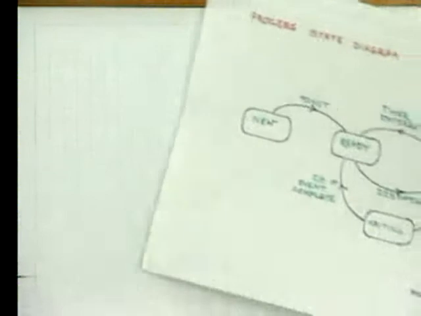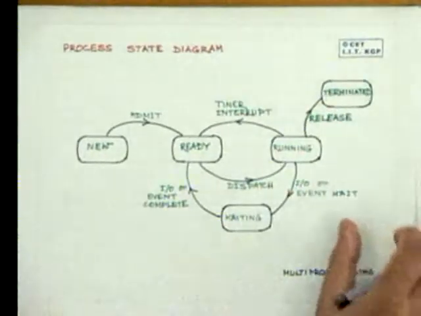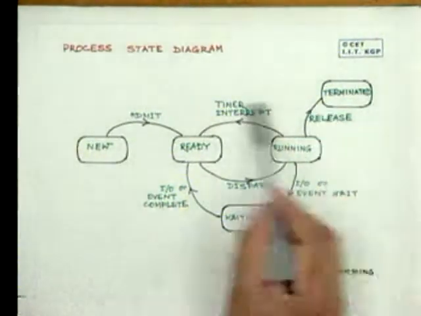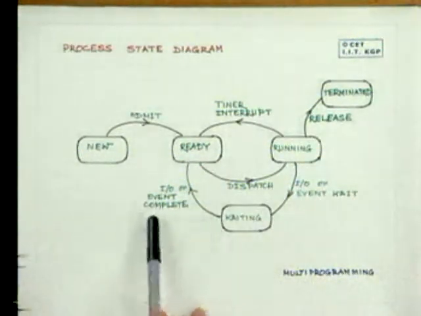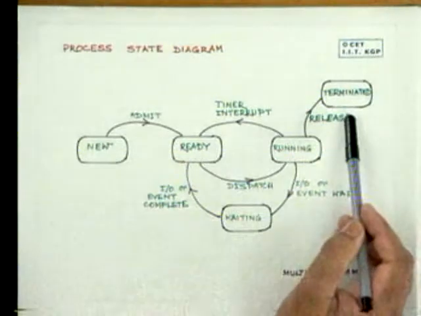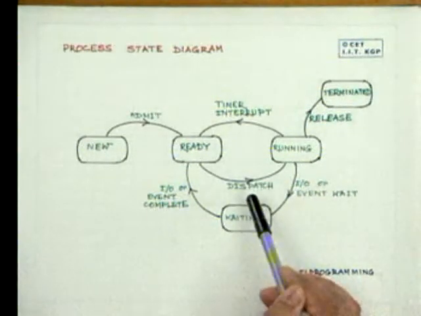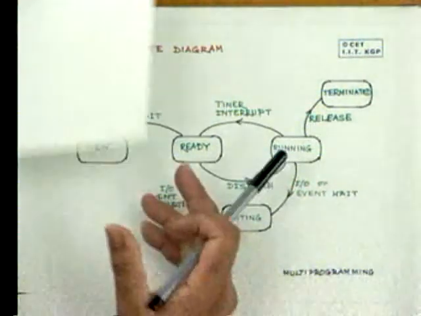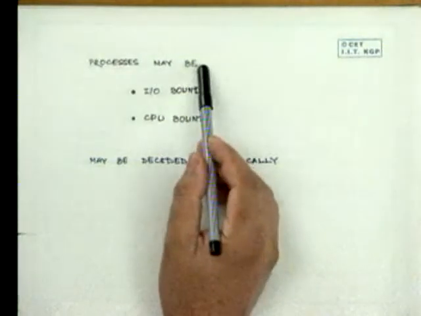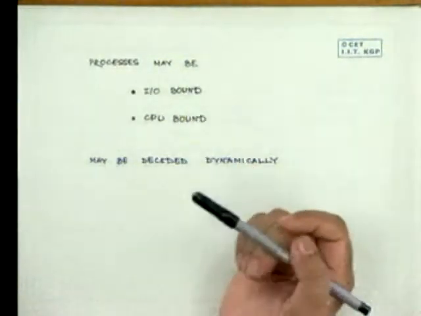Now, if we keep this in mind, this is an important diagram, the process state diagram, that processes can be in different states, then we'll have to see later on what actions are taken at the different states.